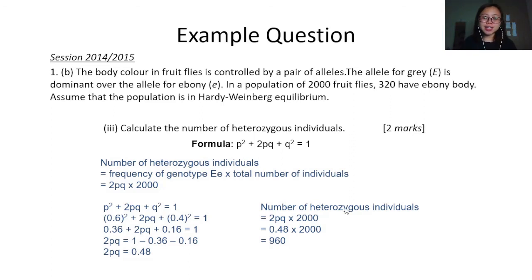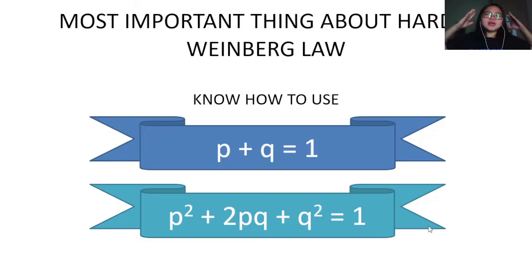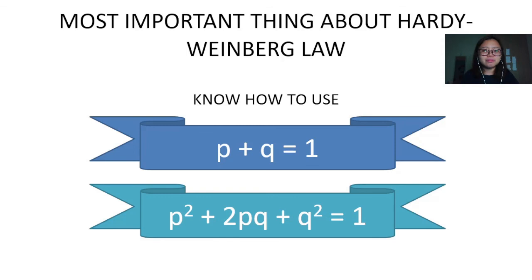Okay. So dari tadi saya sudah bagi tahu kamu apa itu Hardy-Weinberg Law, apa itu Hardy-Weinberg Equation. Saya bagi contoh soalan. Paling penting untuk kamu ingat untuk bahagian ini, the most important thing that you should know and remember about Hardy-Weinberg Law is you should know how to use P plus Q equals to 1 and P square plus 2PQ plus Q square equals to 1. If you don't remember anything else from this chapter, I hope you remember how to use this. Bukan setakat ingat ya, mesti pandai guna.